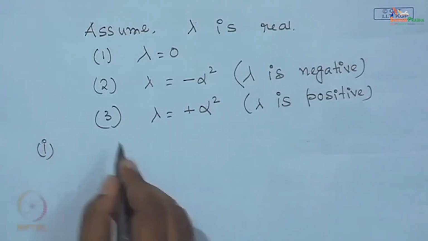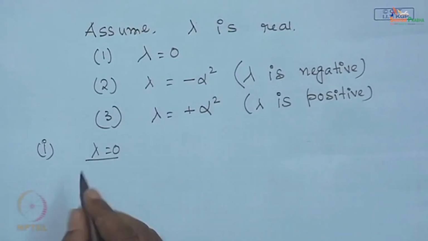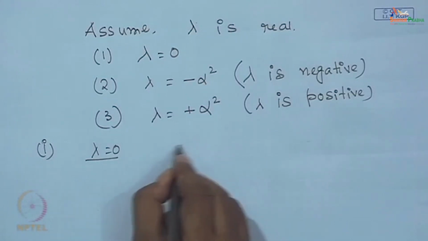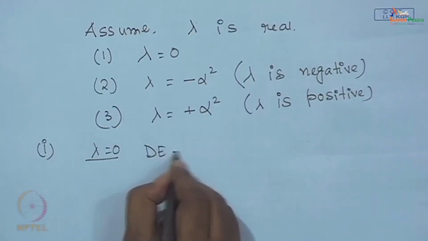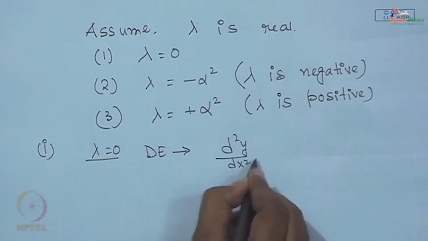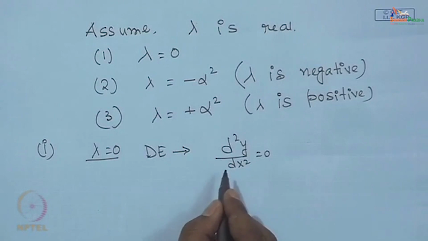First case will be lambda is equal to 0. If that is the case, let us see what is the form of our differential equation. Now, the differential equation boils down to d square y by dx square is equal to 0, because lambda itself is 0. So, we just integrate it and let us look into the solution of this. We integrate this out.